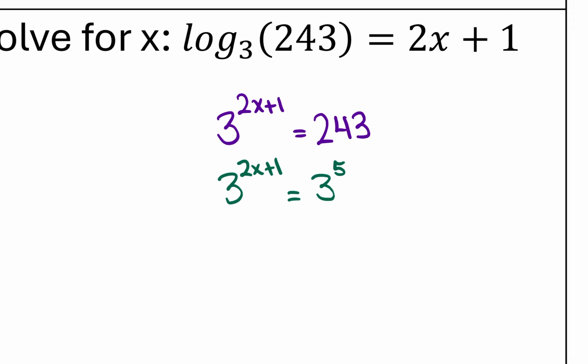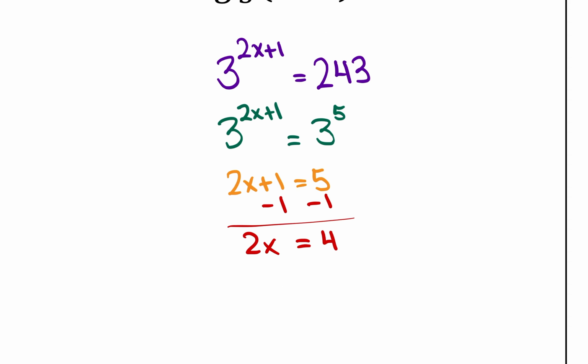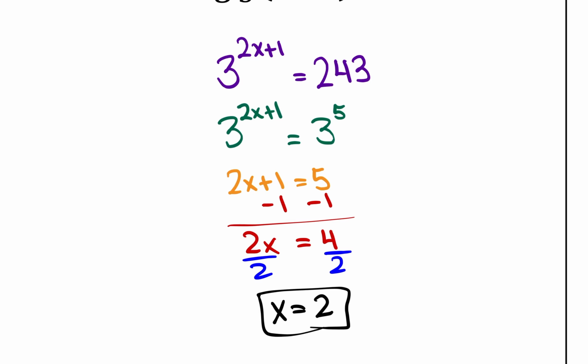We then notice that the bases are the same, so we can set the exponents to be equal to each other. 2x plus 1 is equal to 5. We then isolate for x by subtracting 1 on both sides. This will leave us with 2x is equal to positive 4. We then divide both sides by 2, and this will leave us with x is equal to positive 2 as the final solution.